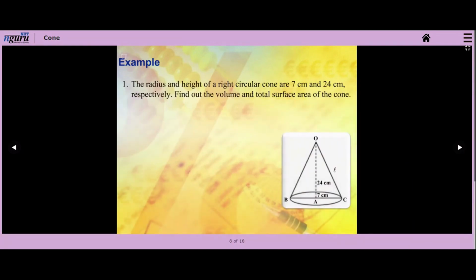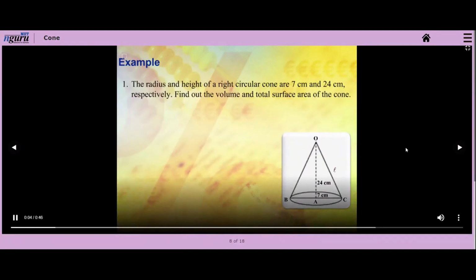Let us consider some illustrative examples. The radius and height of a right circular cone are 7 meters and 24 meters. Find the volume. 1/3 pi r squared h. 1/3 into 22/7 into 7 into 7 into 24. 1232 centimeter cubed.